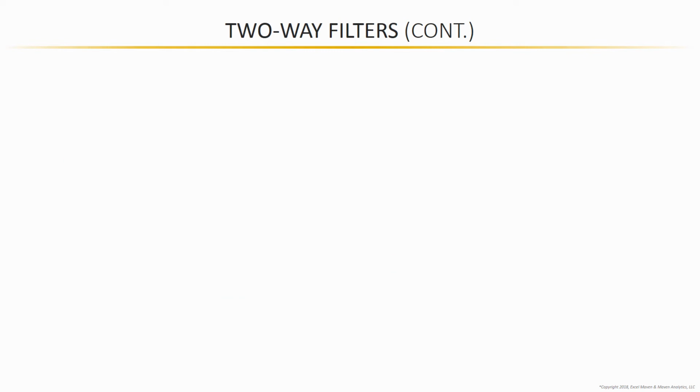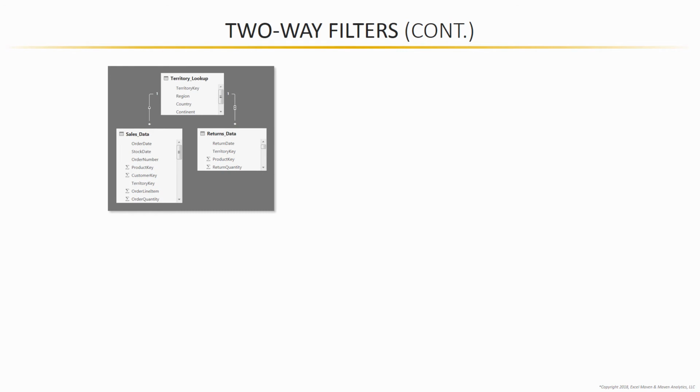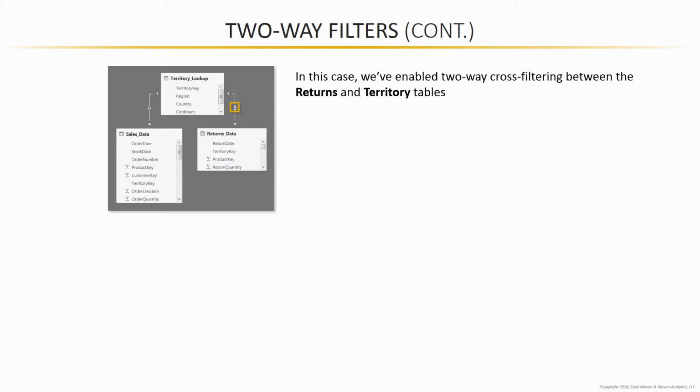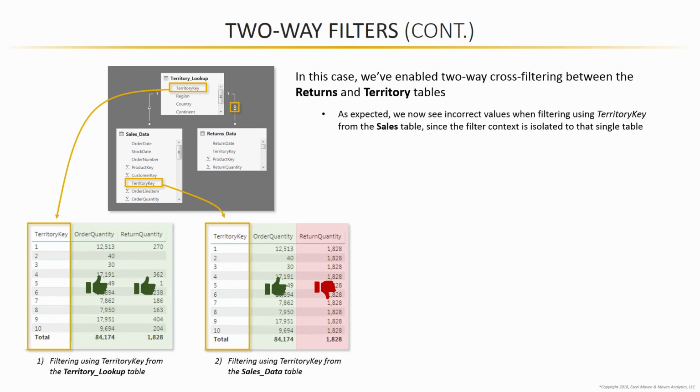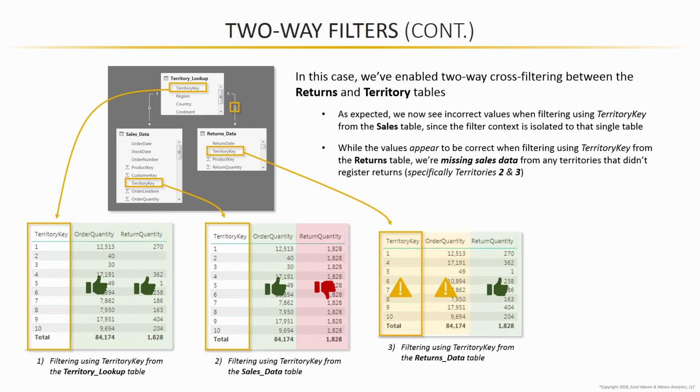So let's keep this idea going a little bit and consider a similar model with one difference, which is the bidirectional or cross filter now exists on the relationship between territory and returns instead of sales. What we see this time is that, as always, the territory lookup version of territory key returns the proper values. The territory key pulled from the sales data table returns incorrect return quantities because now that filter context is trapped within the sales data table. But here's where it gets interesting. When we pull in the territory key from the returns data table, the returns are accurate, which we know will be the case, but check out territory key and order quantity.